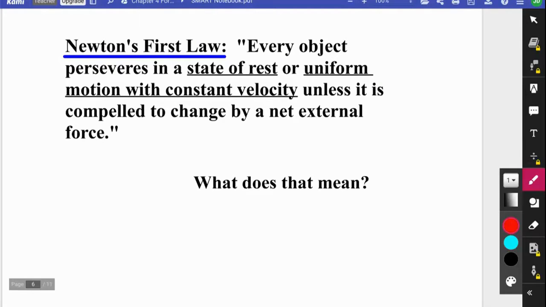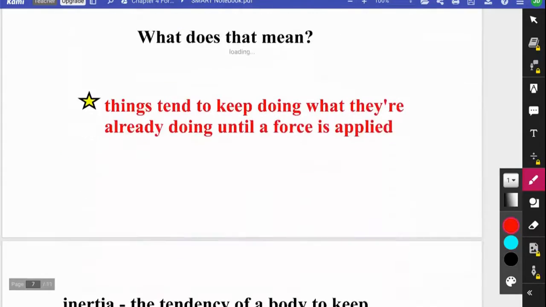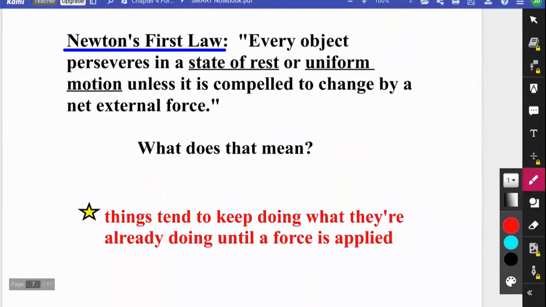Now, that is kind of complicated. Basically, what is that saying? Every object stays at rest or in uniform motion, constant velocity, unless it's going to change because of a net external force. Well, basically that means things keep doing what they're doing unless you apply a force to them. So if something's at rest, it's going to stay at rest. That's a common way to say it. And if something's in motion, it's going to stay in motion unless you apply a force to it. Okay, a net external force. And so objects just keep doing what they're doing. That's the concept with Newton's first law.